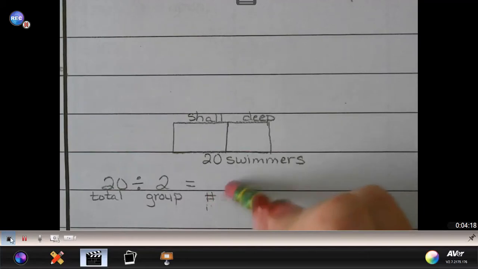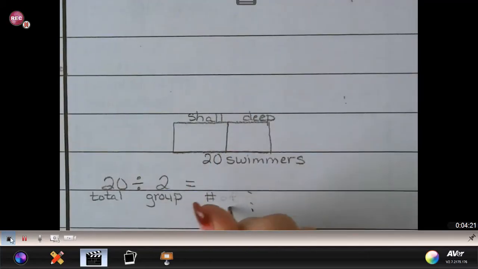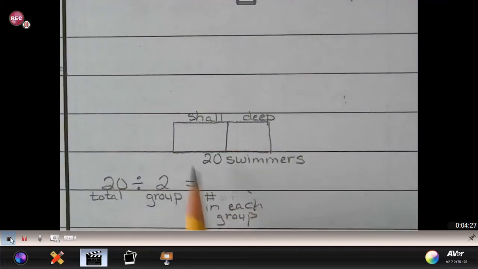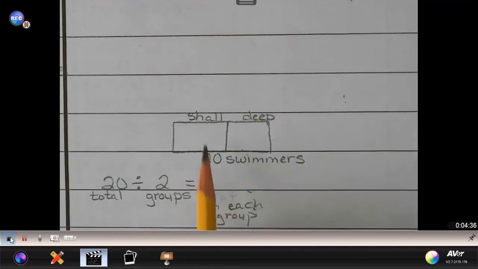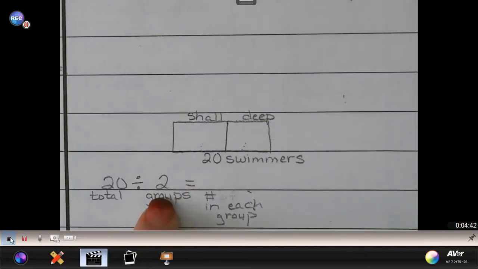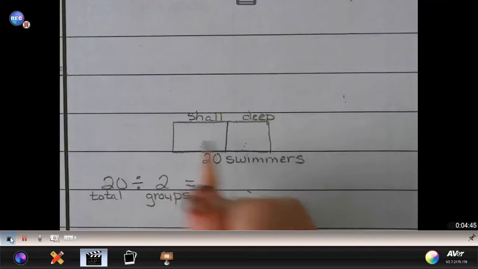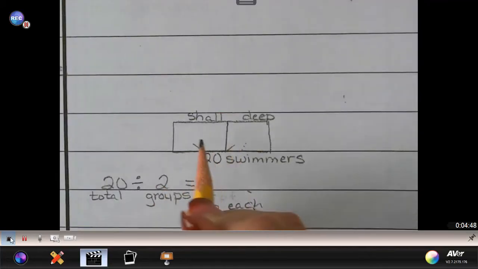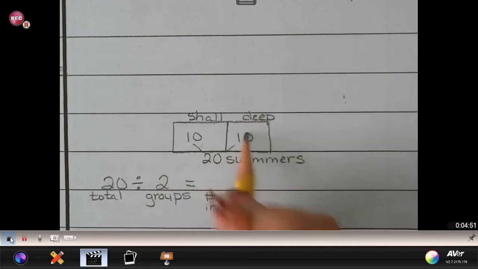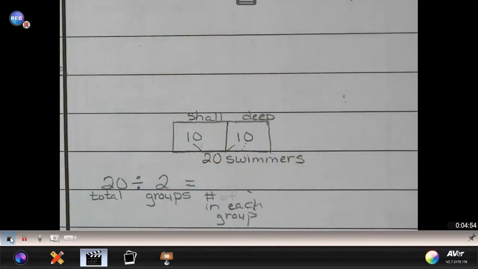When we say the group for this particular problem, we're talking about the deep end and the shallow end being the 2 groups. So there's 2 groups. We want to know how many are going to be in each group. It says they're equal numbers, so we're partitioning these 20 into equal amounts. If I divide 20 into 2 equal parts, I know I have 10 and 10, because 10 and 10 makes 20. So 2 groups of 10. This is how multiplication and division work with each other.